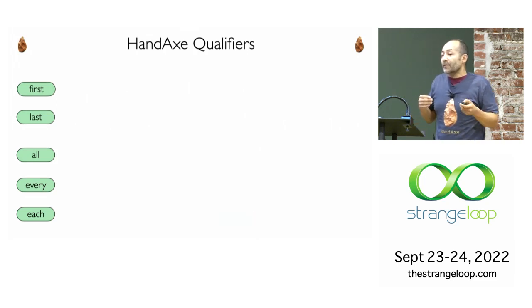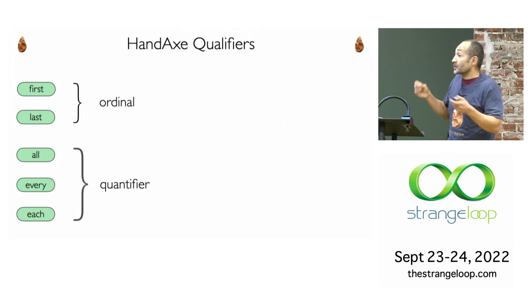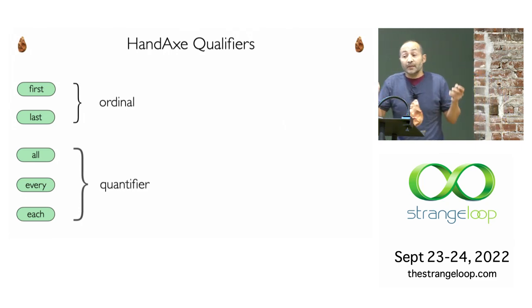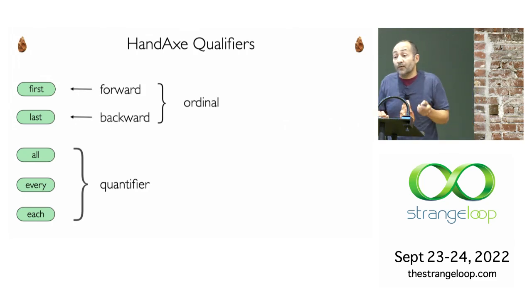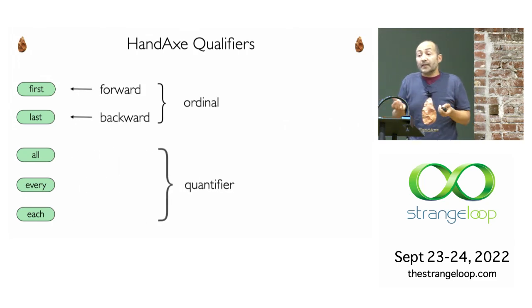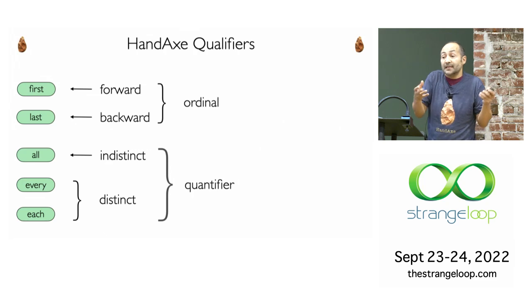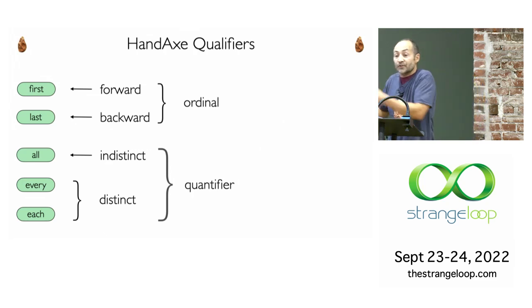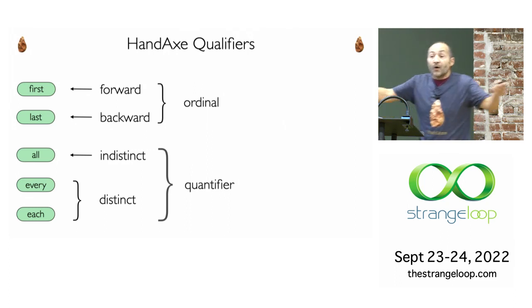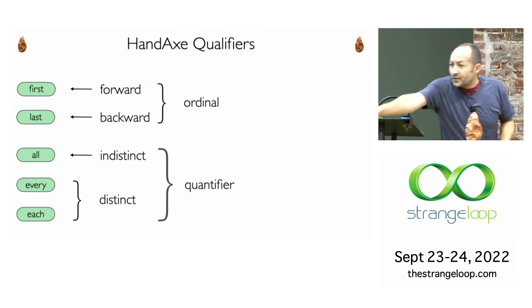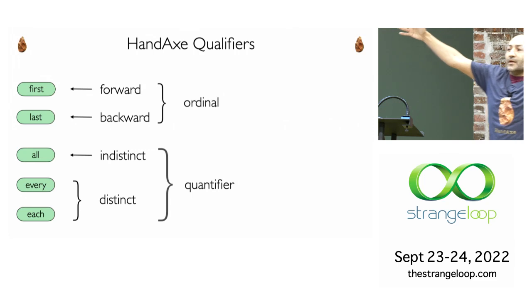All right, so first and last are ordinals. We talk about order with them. They assume an ordered collection. Quantifiers, and we have forward and backward for ordinals. And quantifiers are talking about a multiplicity of things that we like to reach. Each and every being very distinct. We're an all, so like each of you, all the audience.